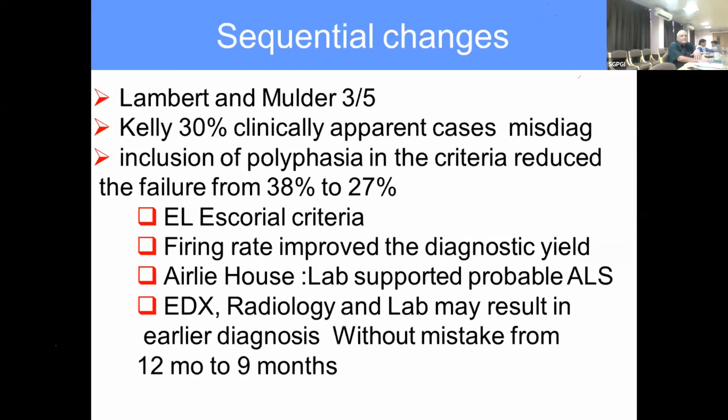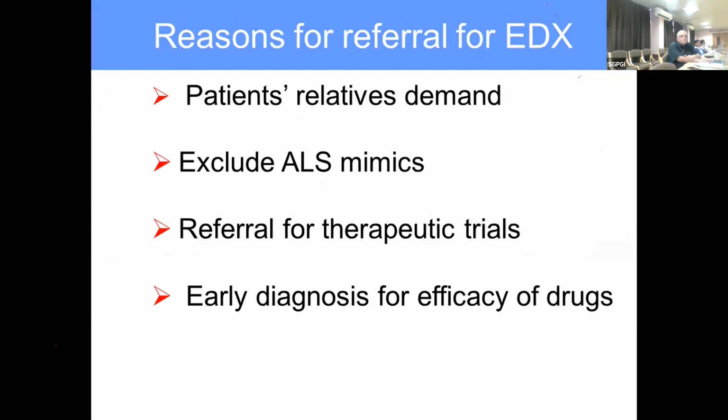So the same thing here: there were El Escorial criteria, and then firing rate was included. They include the diagnostic yield. Then Lab-supported probable ALS was added, and then electrodiagnostic, radiology, and lab may result in earlier diagnosis by 9 to 12 months. So these laboratory-supported criteria have helped to pick up these cases at an early stage and in larger numbers.